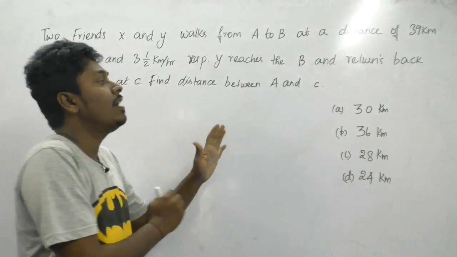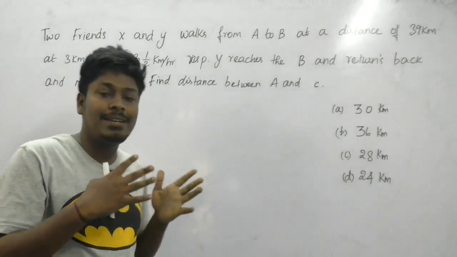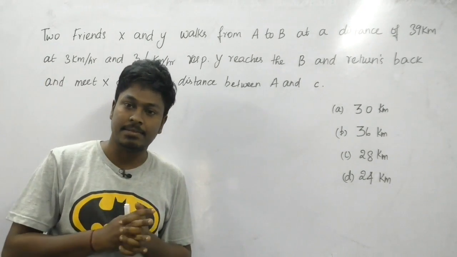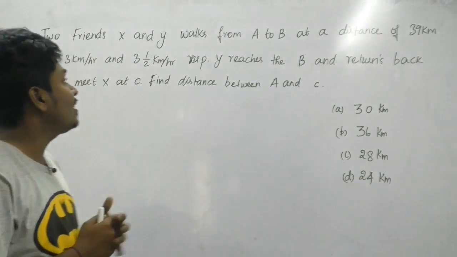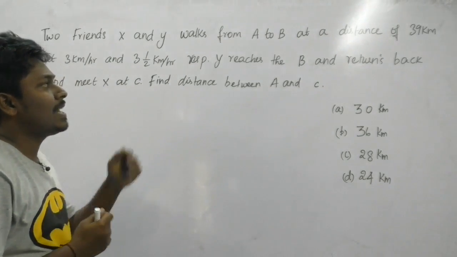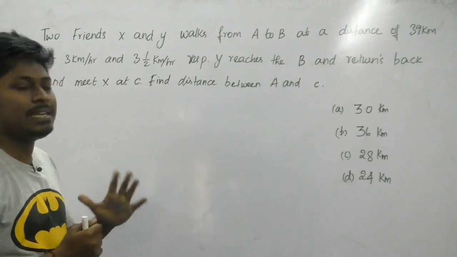These are the questions where the concept is repeatedly asked in so many clerk exams. So we can go for this sum, which will be so interesting. See here, two friends X and Y start from A and B at a distance of 39 kilometers.